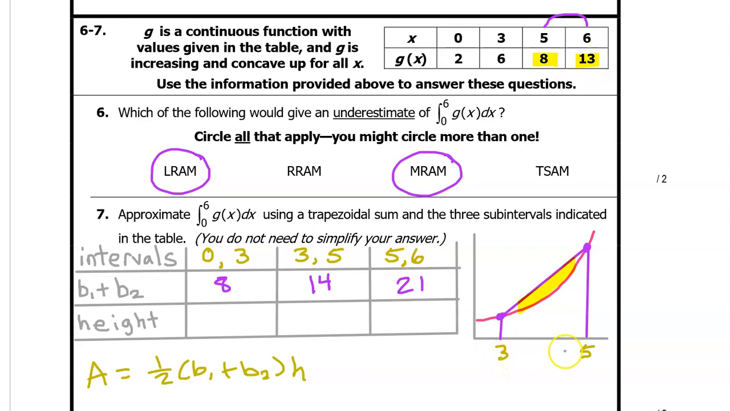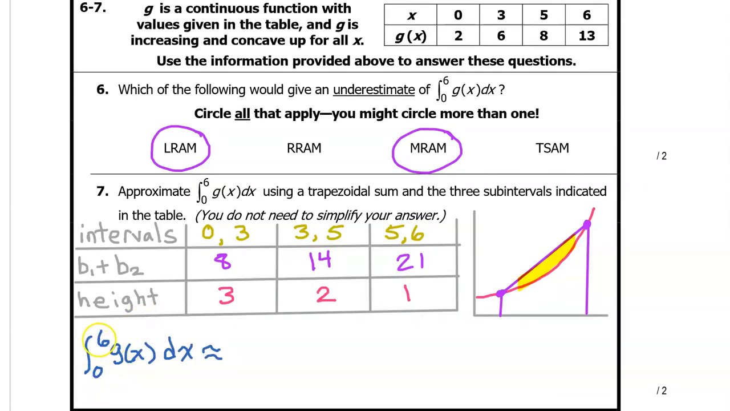Back to the middle trapezoid. What is the height? Well, the height is just the width of the interval. So from 3 to 5, that's 2. Similarly, on the interval from 0 to 3, the width of the interval is 3, and that is the height of the trapezoid. From 5 to 6, the height of the trapezoid will be 1.